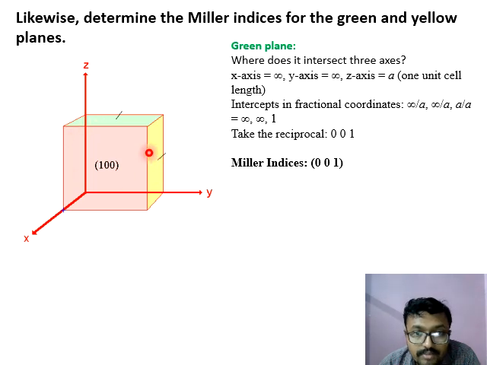Let's say this is one plane. This is a green plane. If we talk about the green plane, what will be the Miller indices of the green plane?